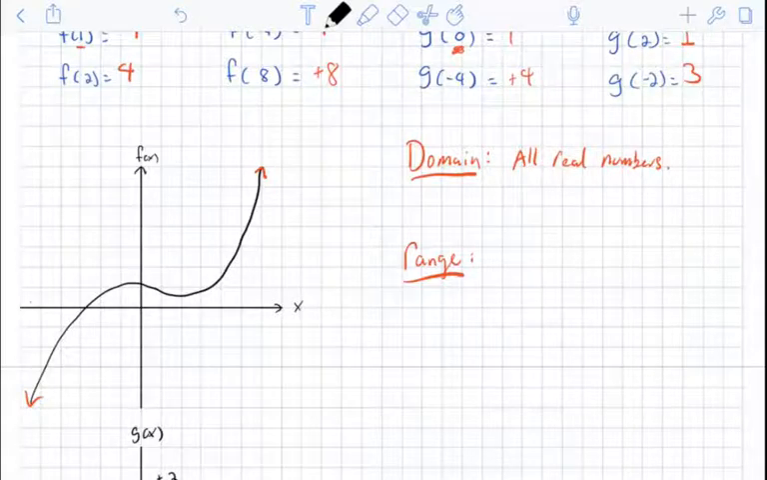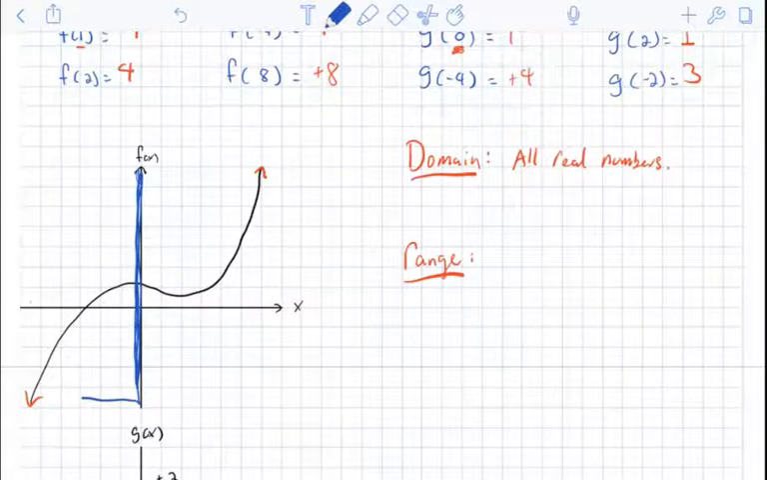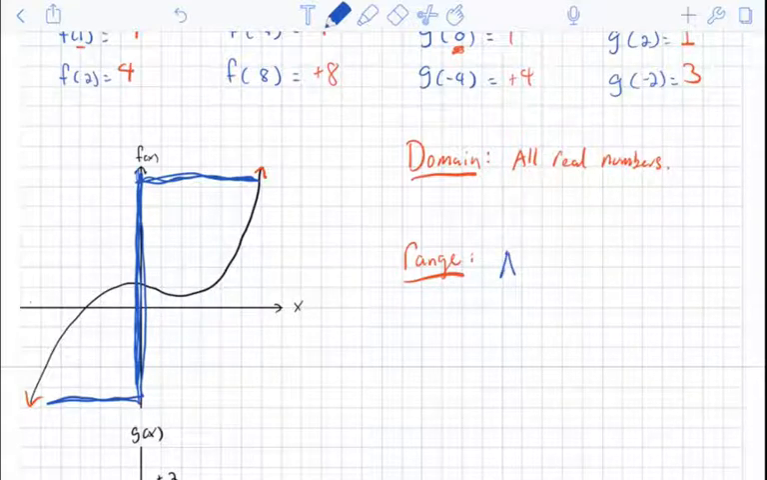To talk about the range, essentially we're talking about the vertical axis. The vertical axis tells us the output. So we ask, is there any place on this vertical axis where the function doesn't have a line next to it? In this case, the line goes up to infinity and down to infinity. It's all real numbers again. In other words, you can't list it. It's got to be talked about in terms of an interval or excluding some set.